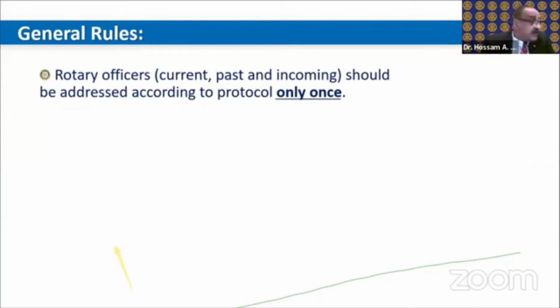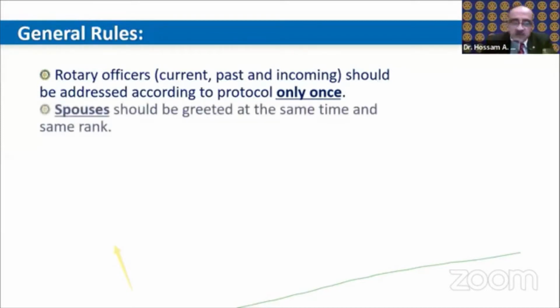By the way, we do not call people twice. If someone holds a couple of posts, he is called only by the highest rank post on the list. For example, if he is a governor aide and an assistant governor, we say assistant governor so-and-so, and that's it. We don't call him again later for his role as aide. It's only once, and this is very important.